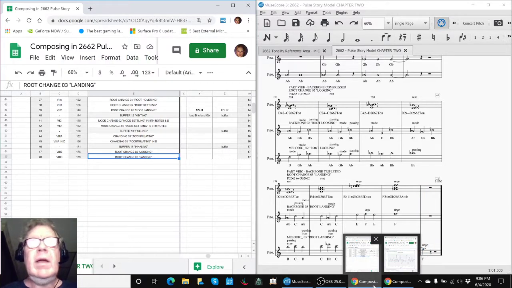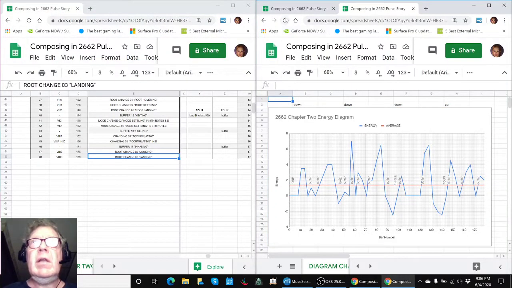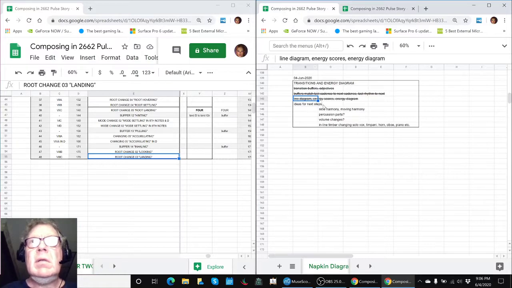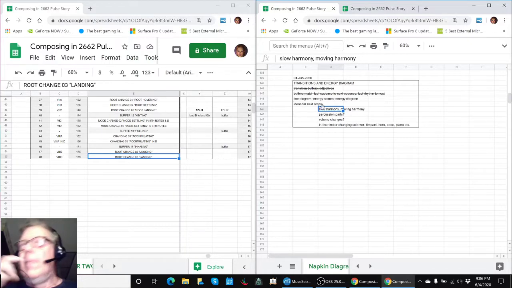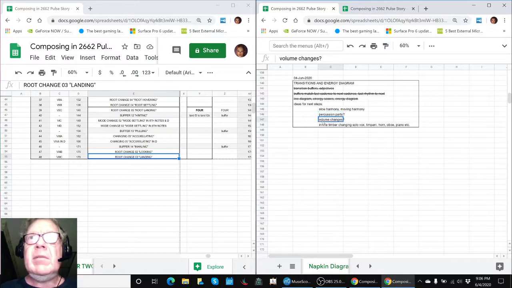So there we have it. And again, where we're looking to go next is we talked about slow harmony, moving harmony. We actually have that in there in the buffers. Percussion parts, volume changes, inline timbre.